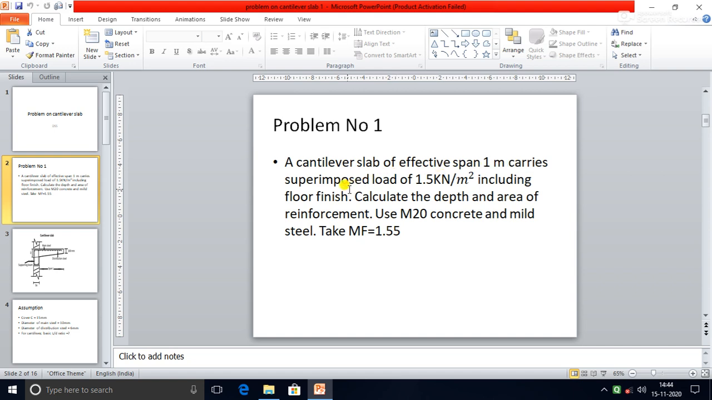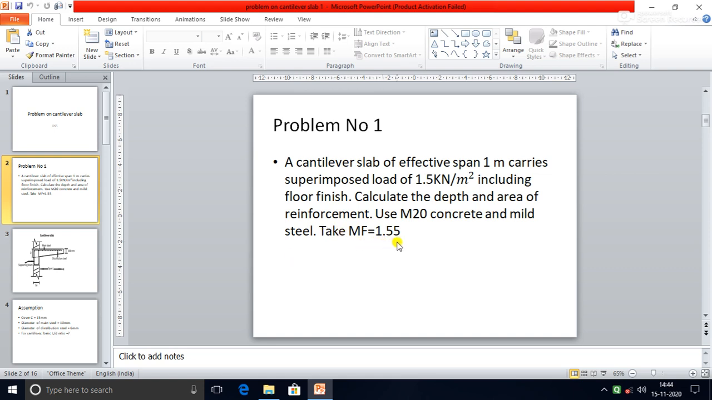It carries a superimposed load. Superimposed load is nothing but the sum of live load and floor finish. We have to consider the dead load. Then this superimposed load is given as 1.5 kN per meter square, including floor finish, that is, it includes the floor finish. Calculate the depth and area of reinforcement. To design means we have to calculate the depth and area of reinforcement along with the spacing of the bars. So we have to use here M20 concrete and mild steel.